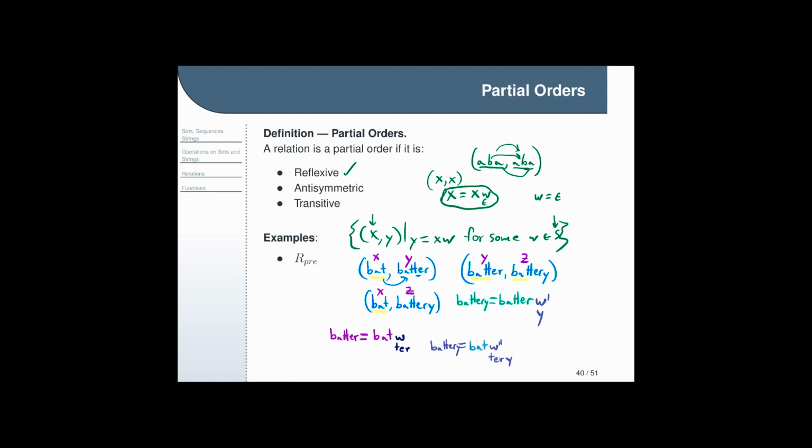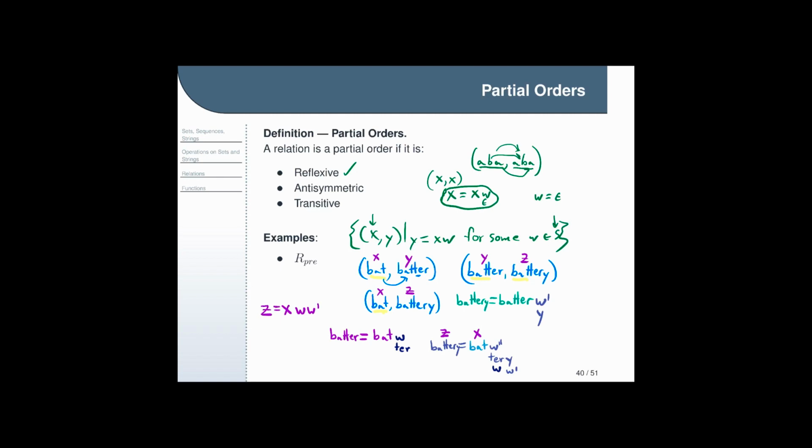But we can go a little further with that because we already defined a variable for ter. We already called that w. And we already defined a variable for y. We called that w prime. Right? So if we now go back and substitute everything, my bat, remember, is the x, and battery is a z. So what I really said is that I am relating x and z by adding to x w and w prime.